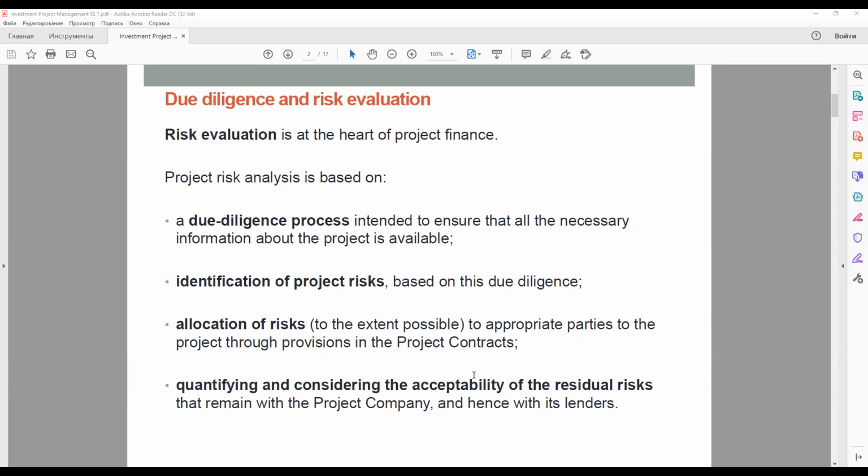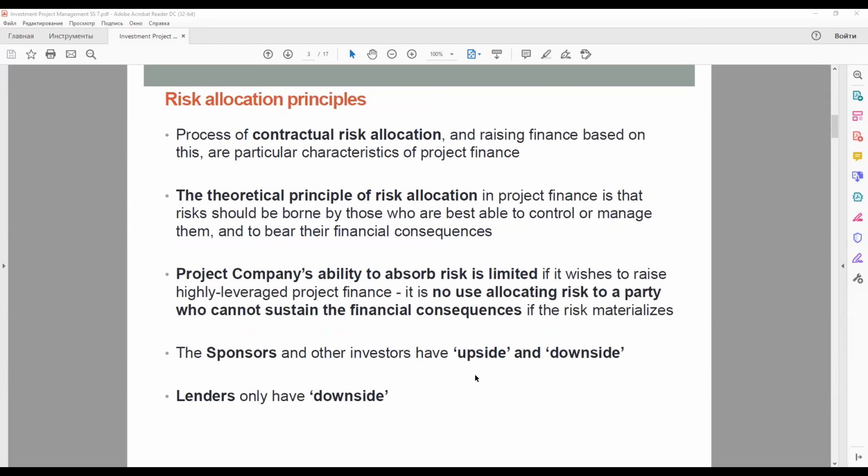So of course there can be risks that you cannot efficiently allocate to various parties of the project, but then you have to quantify this risk and think about whether it is acceptable for the project company or not. And what about the risk allocation principles? Of course, due diligence and risk assessment are not procedures peculiar to project finance, and all financing involves risk in some way.